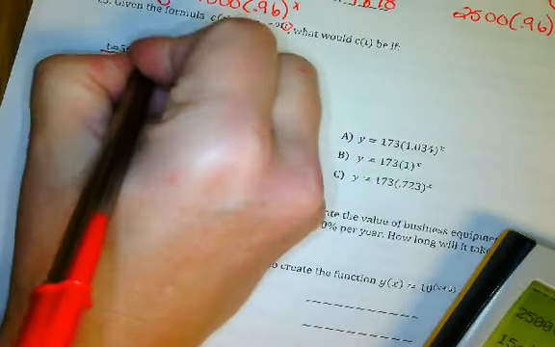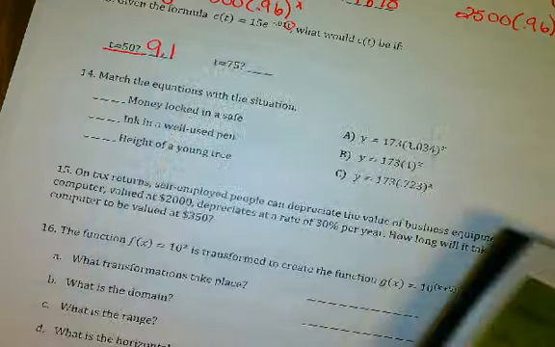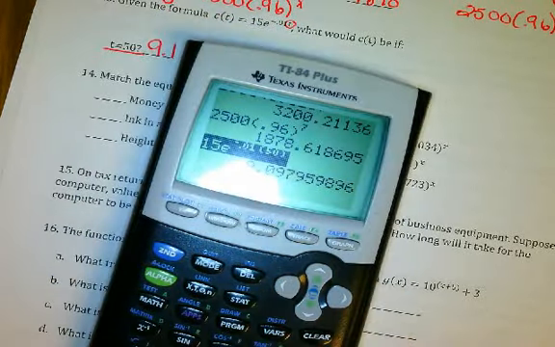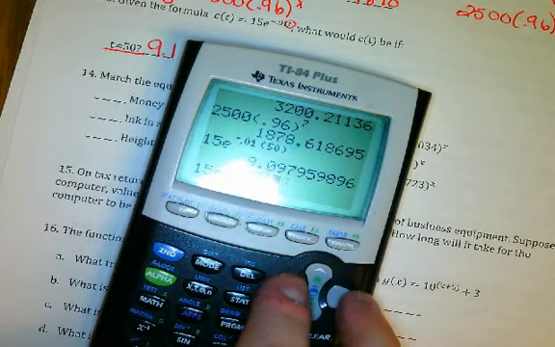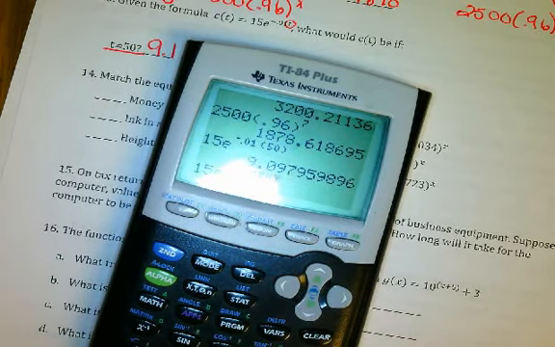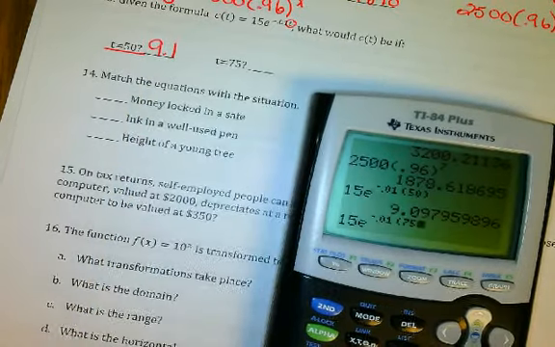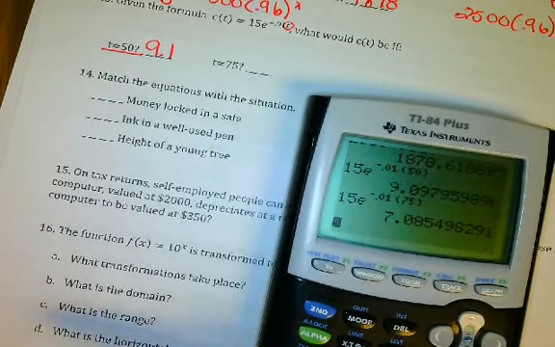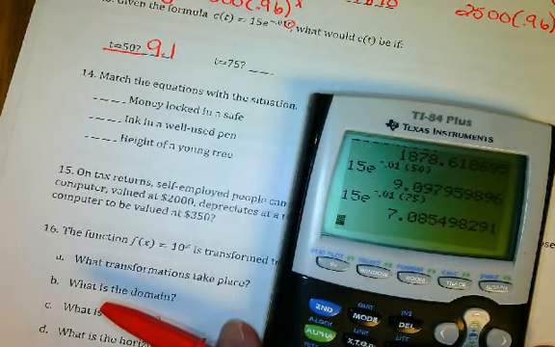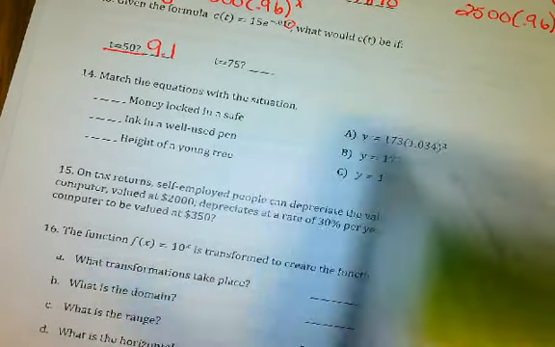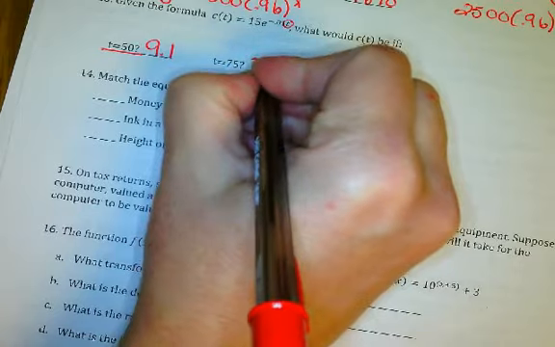I'm just rounding it. Okay, I'm going to do the same thing. I'm going to go up here. But this time I'm going to change that 50 into 75. And I get 7.0. I'll say 7.09 or 7.1. So about that.